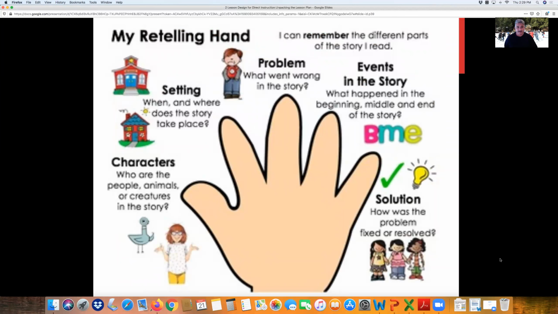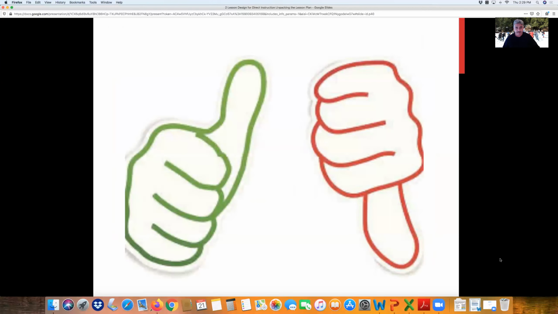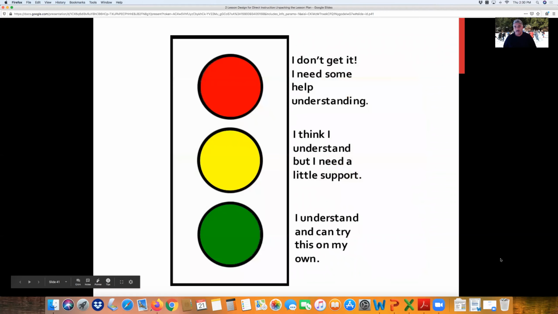My retelling hand. Thumbs up, thumbs down. This one gives you a feel, but not very scientifically will it give you the answer whether the students really understood it or not. That's something that you need to think about. There's high-tech ways and there's low-tech ways to check for understanding. And this one is definitely more at a glance, not as indicative as maybe something else that's more tangible.